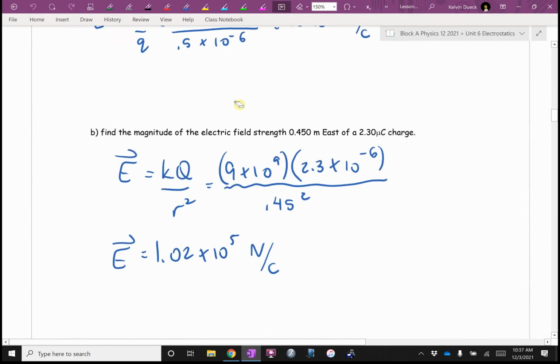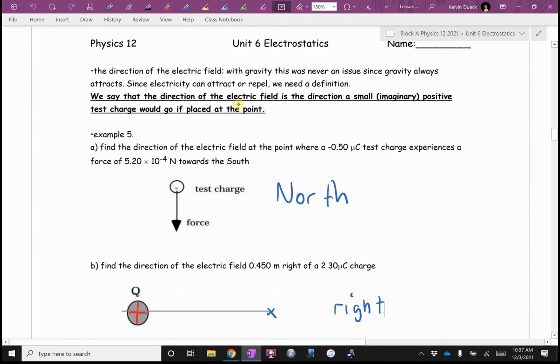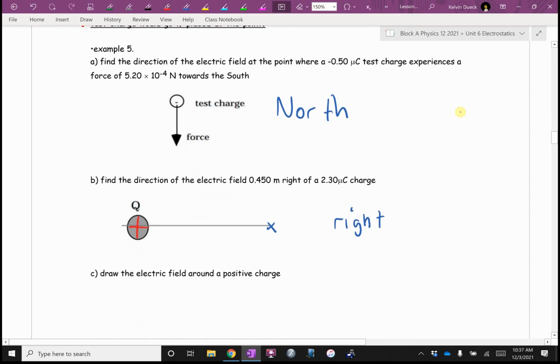And so we had to define which way the direction was for electric field. And we said this, we're going to define the direction as which way a positive sitting at that location would want to move if it could. So we said, let's talk about it in terms of a positive. We looked at these two here. If a negative test charge feels a force to the south, the electric field on a positive, the direction would be to the north.